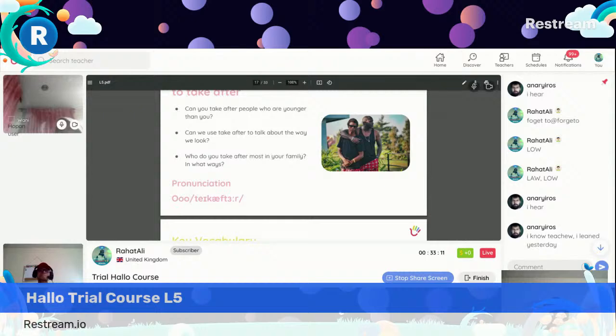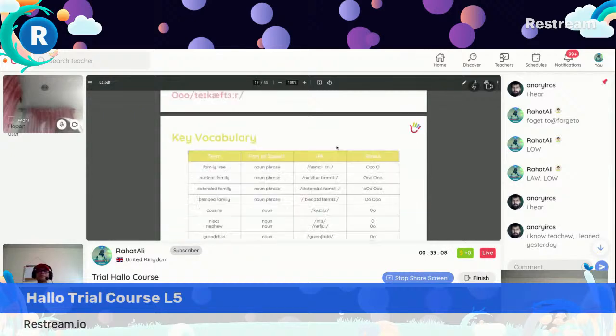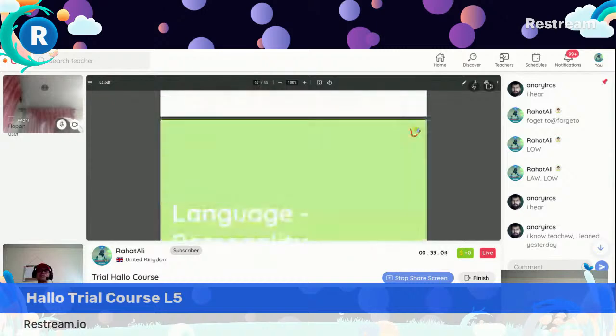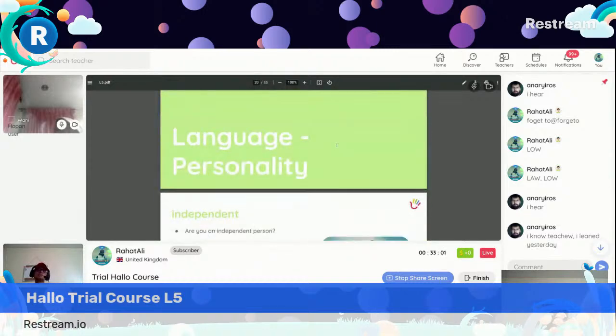Okay, so these are the key vocabulary we have just practiced. So next is language personality.